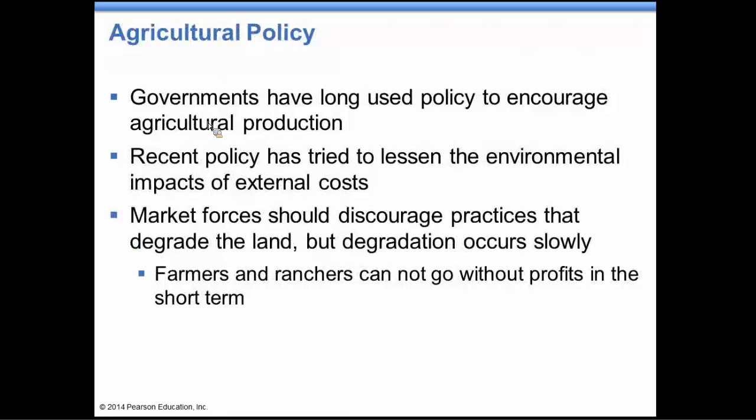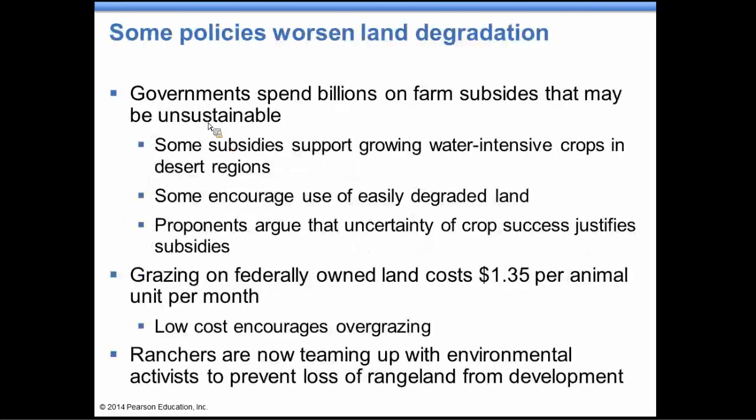So now we're going to get into agricultural policy. Governments have long used policy to encourage agricultural production. It's the lifeblood of a nation and a people. Recent policy has tried to lessen the environmental impacts of external costs, and market forces should discourage practices that degrade the land, but degradation occurs slowly anyway. Farmers and ranchers cannot go without profits in the short term. It is a big problem we have, because then there would be no farmers and ranchers.